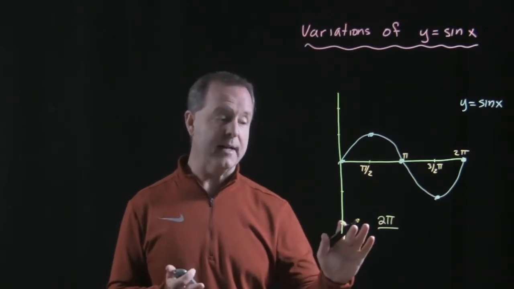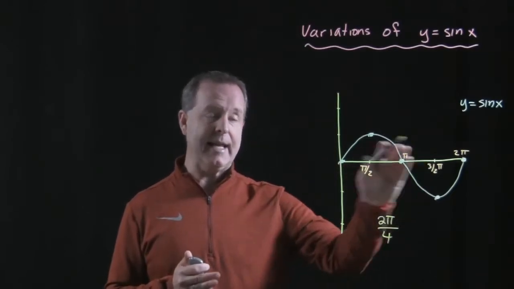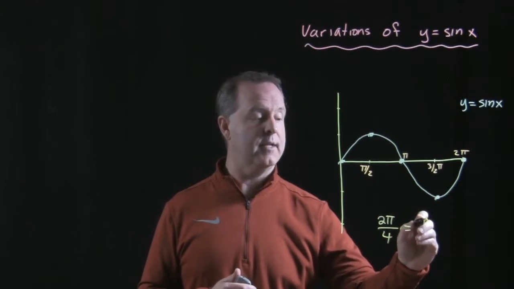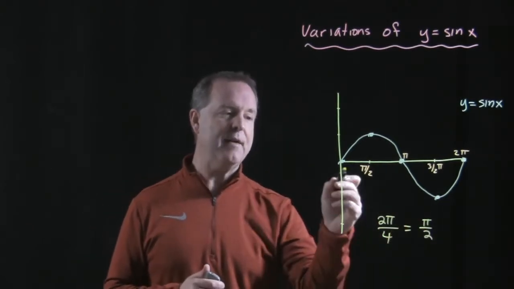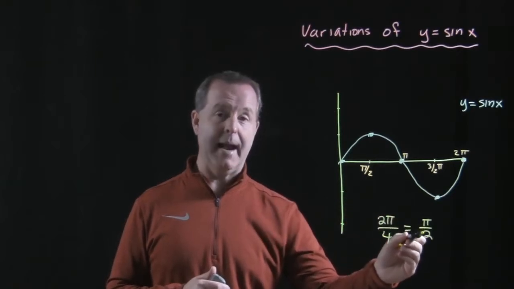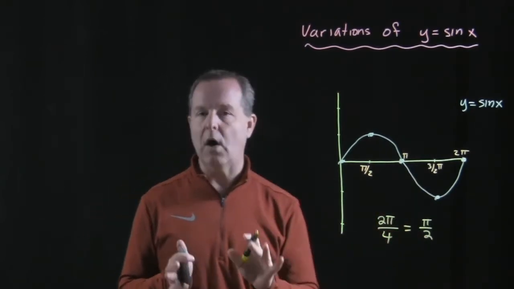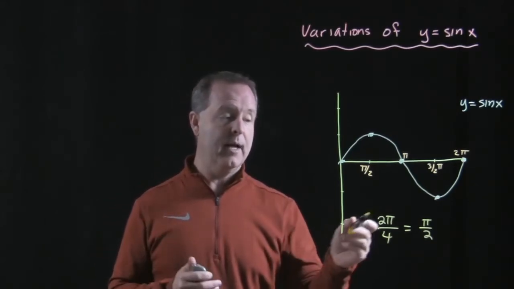So I'll take the period and divide it by 4, because that gives me each of the 4 places where something good will happen. And this reduces down to pi halves. So what that explains to me is that every pi halves, I'm going to get a maximum, a minimum, or a 0.